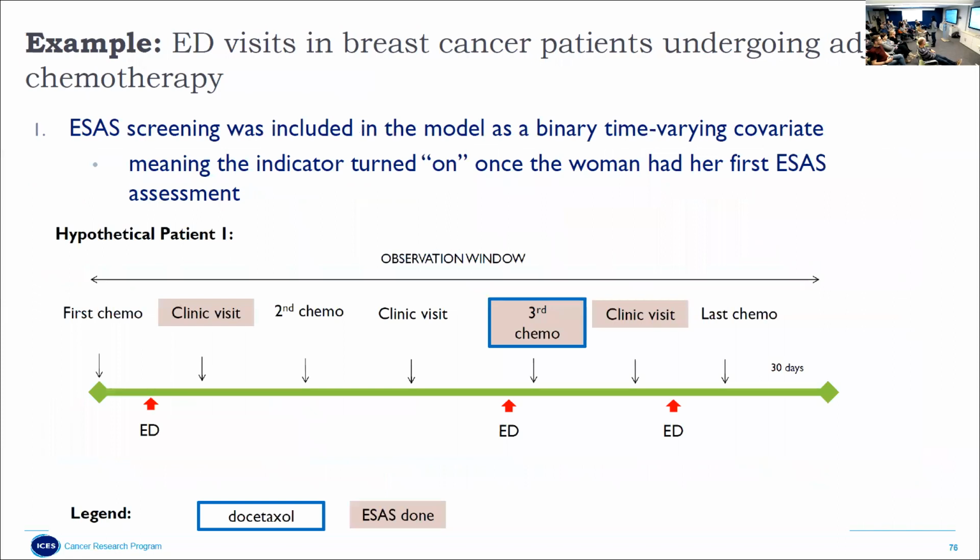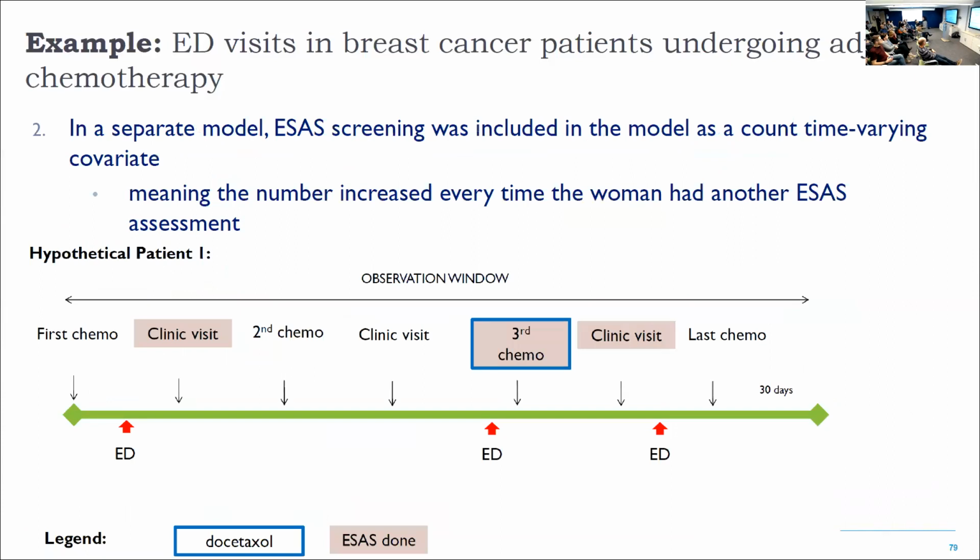What we do is we actually turn on ESAS, think of it as an indicator. So at time 0, which is the first chemo, the indicator's off because they haven't received ESAS yet. As soon as they receive ESAS, we turn the indicator on. And when it's binary, we just leave it on for the entire period because now they've been exposed to ESAS. And presumably, once you've been exposed, we do see that they go in for more ESAS visits. So that's one way to do it. Now, another way to do it is to think of it as a counter.